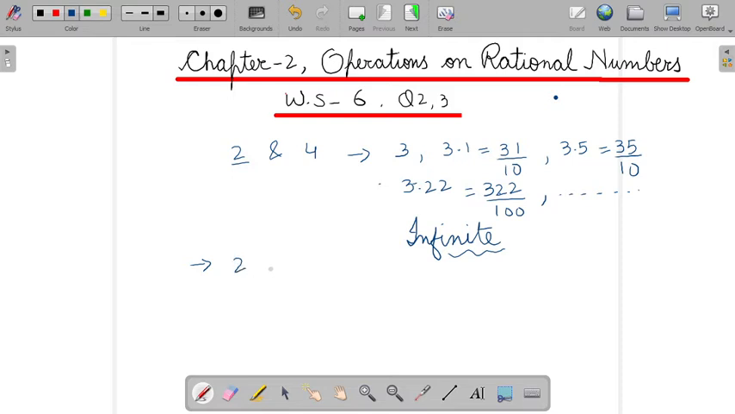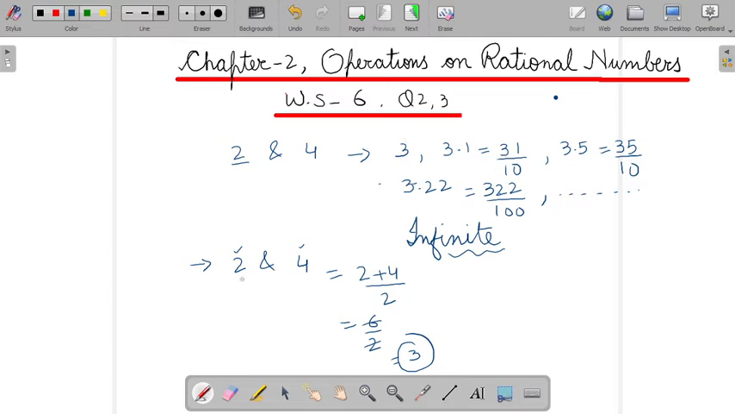Suppose that I am taking once again 2 and 4. So the rational number between 2 and 4, the concept is: add these two rational numbers together, and divide it by 2. So you will be getting 6 upon 2, cancel it. So 3 as one of the rational numbers you will get.